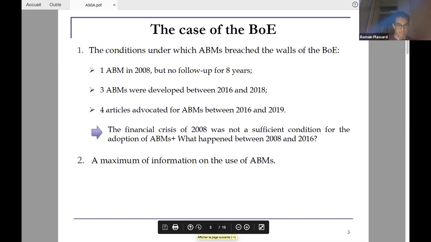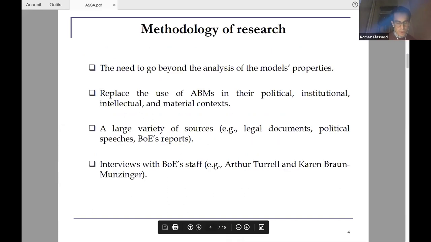On the other hand, the bank offers the highest number of working papers in which agent-based models are discussed. Focusing on this institution was therefore a way to have the maximum of information on their use in policymaking. Now, just let me say a few words on my research methodology.